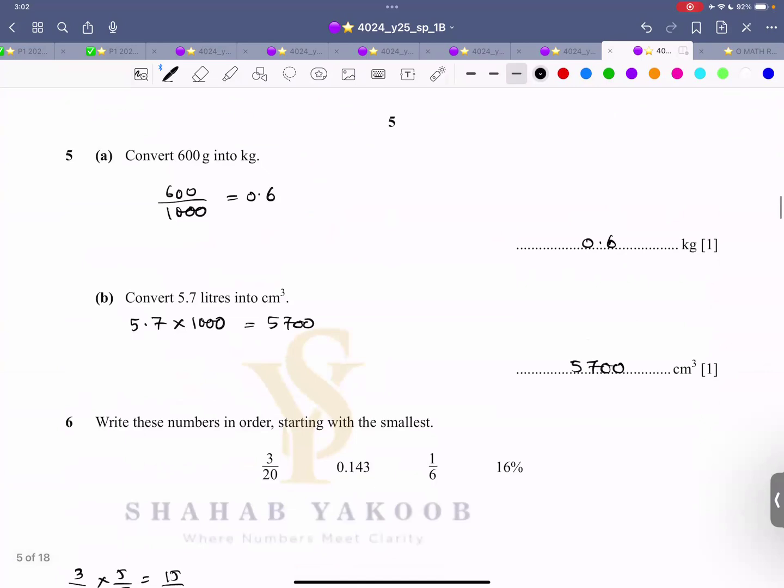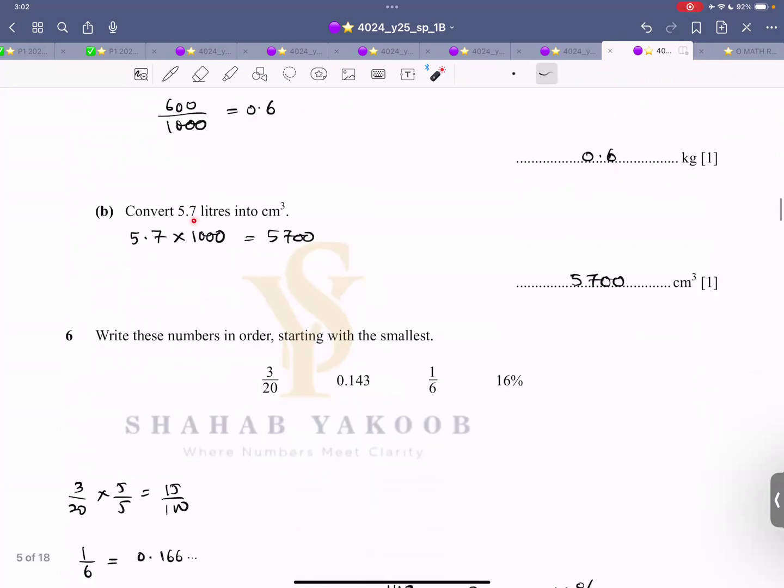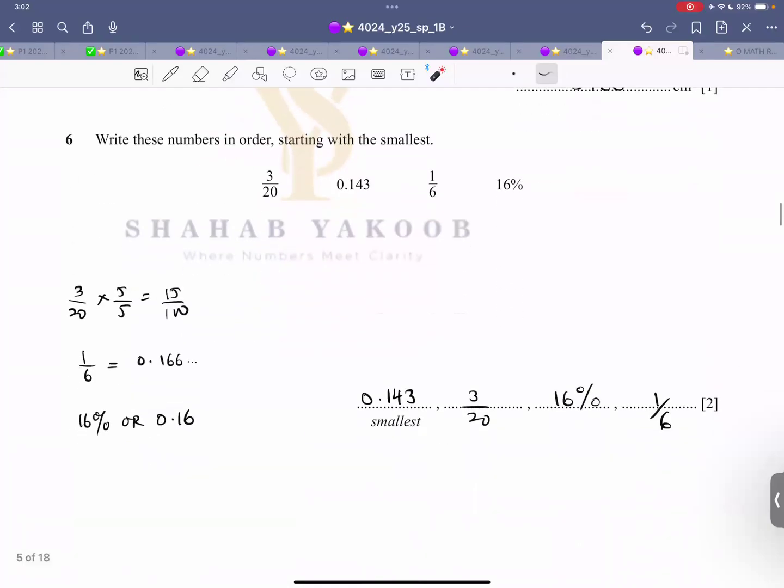Question number 5. Convert 600 grams into kilograms. So 600 divided by 1000, that is 0.6 kg. Convert 5.7 liters into centimeter cube. 1 liter is 1000. Therefore, 5.7 is 5.7 into 1000. That is the answer.